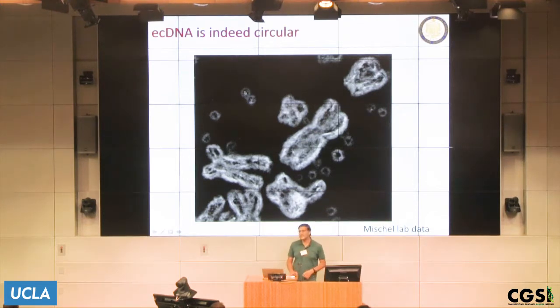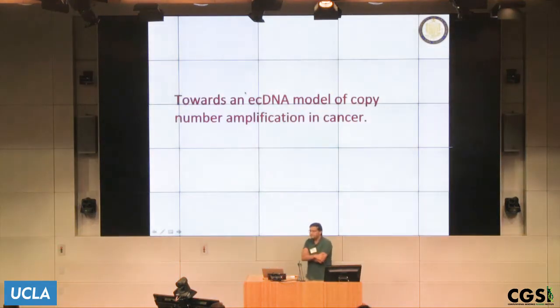And we routinely see them between 1 and 5 million base pairs. All right, so let's talk about, I don't have a lot of time, but let's talk about the main topic that I wanted to argue today. It's an ecDNA-derived model of copy number amplification in cancer.